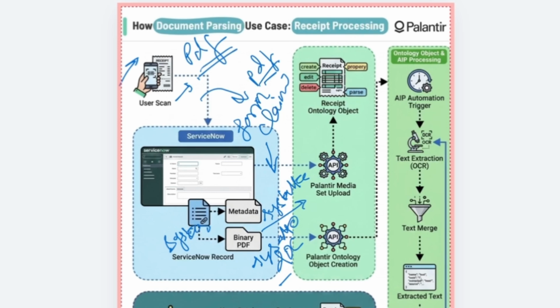Okay, and how are we doing that? We have a business rule, or you can say a flow. As soon as the attachment gets attached to the claims form, and if it is of type PDF, it invokes an API which uploads that binary PDF into the Palantir media set API. So it is using the Palantir media set API to upload that media.